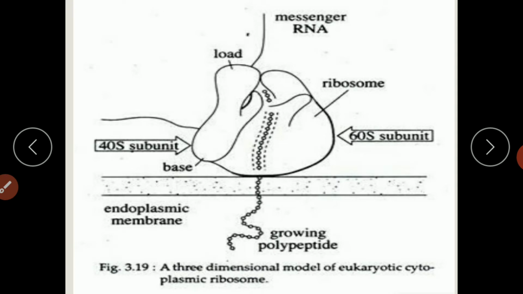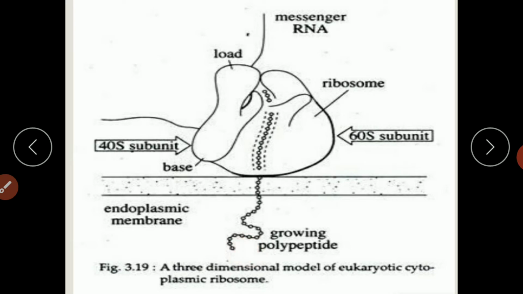So the eukaryotic ribosome contains a 40S subunit and a 60S subunit. This is the endoplasmic reticulum. On the membrane of this endoplasmic reticulum, there are ribosomes attached to the membrane. This is the messenger RNA, fitted into the narrow cleft of this ribosome, and the ribosome reads the message from the messenger RNA. Then the attachment of amino acids with the help of peptide bonds takes place, and the synthesis of protein occurs.